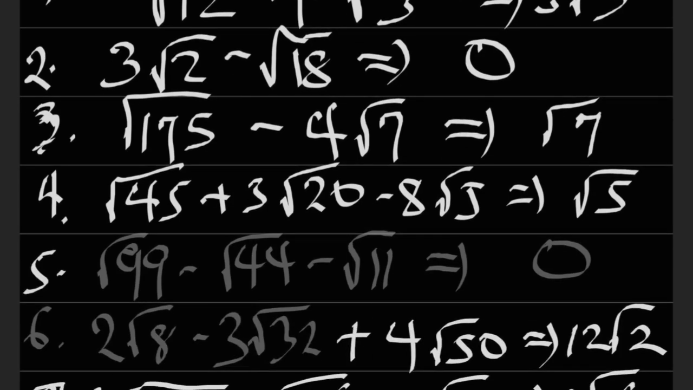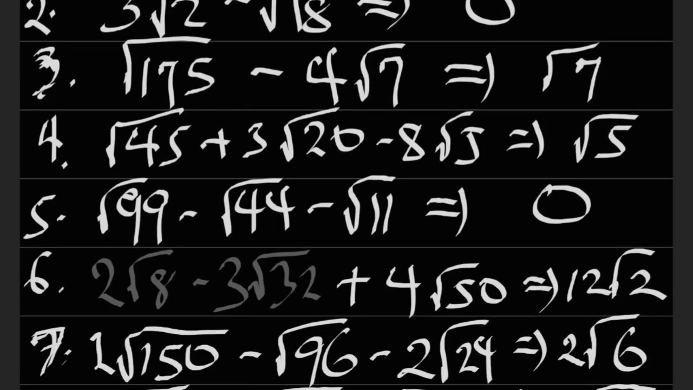Question number 5, I want you to simplify root 99 minus root 44 minus root 11. If your work is correct, your final answer will give you 0. Question number 6, I want you to simplify 2 root 8 minus 3 root 32.